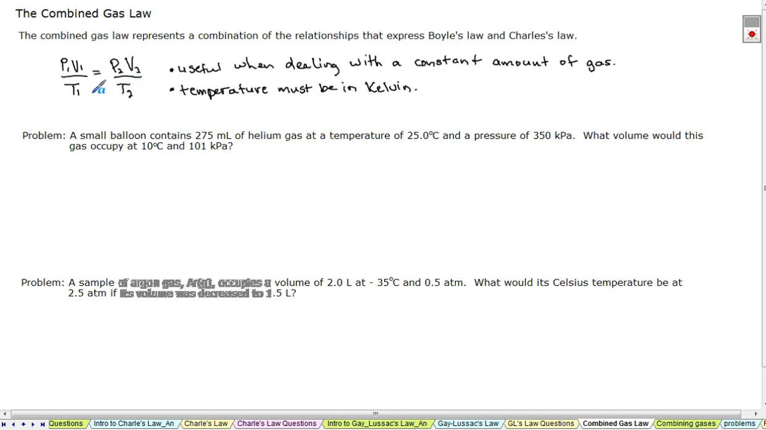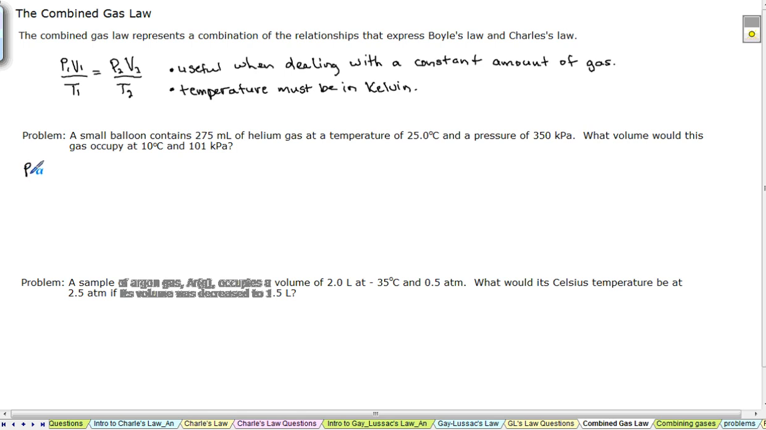So let's take a look at some problems where we have to use this relationship. The first one here, we've got a small balloon. It contains 275 mL of helium gas, and we have a temperature of 25 degrees Celsius and a pressure of 350 kilopascals. We want to determine what the volume would be if we dropped the temperature to 10 degrees Celsius, and then altered the pressure of the system as well. So we always start with what we know first. I always like to write down what information was given to me.